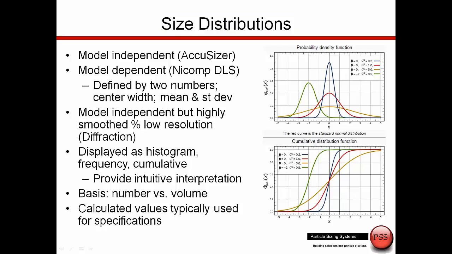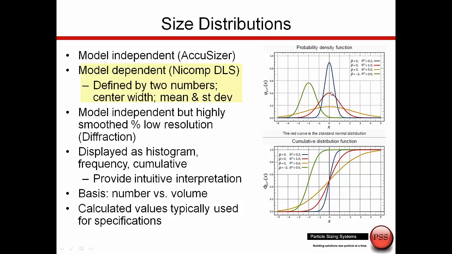And first, let's talk about some of the modeling involved to do distributions. Some techniques, such as the AccuSizer and the counting techniques, create results that are model independent. Model independent means every single particle is assigned a unique size, and as we build this distribution, it is directly related to the parameter that was inspected. Other distributions are model dependent. So for instance, if you're using dynamic light scattering, such as the NICOMP system, we assume a Gaussian or normal distribution, which can be defined by two numbers: a center point, such as the mean, and then a measure of the breadth of the distribution, such as the standard deviation.